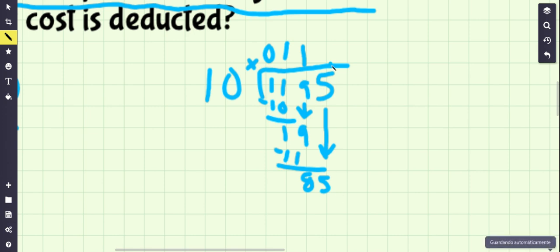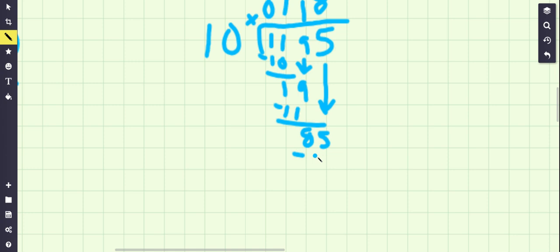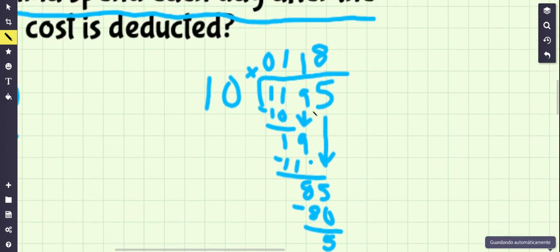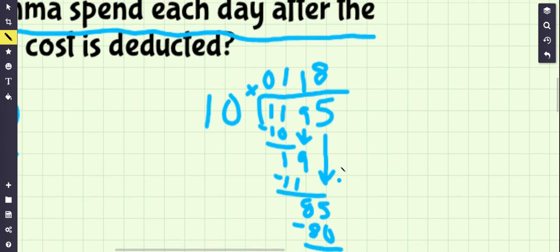10 can fit into 95 about 9 times. So we're going to put the 9 over here. And then we're going to multiply. 10 times 9 is equal to 90. That creates 5. Here's what's called a remainder. A remainder is basically how much is left. If we divide this, we can't divide it evenly. So that's what creates a remainder.